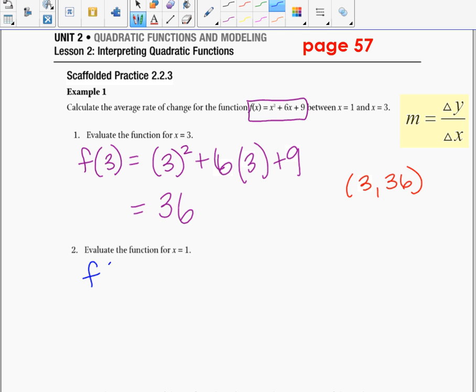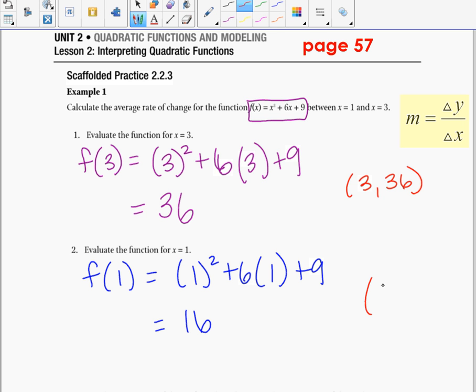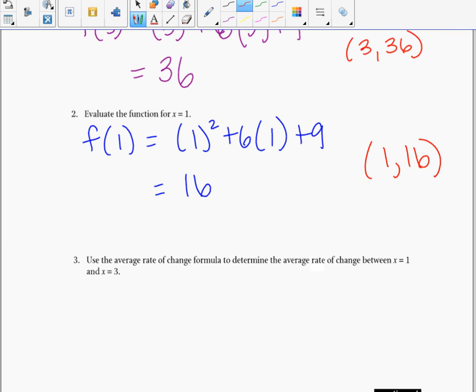Okay, so then you're going to do the same thing for when x is 1. So the function at a value for x equals 1 is 1 squared plus 6 times 1 plus 9. So when you calculate that, you should end up with 1 plus 6 plus 9 is 16. So you're looking at the point 1, 16. So we're trying to calculate the average rate of change between x equals 1 and x equals 3.